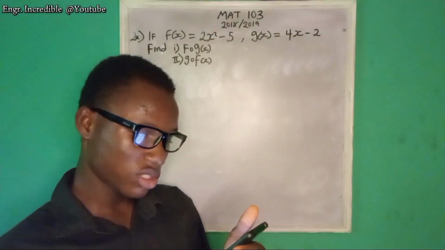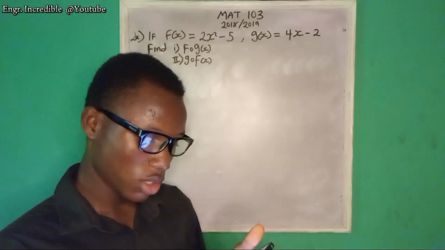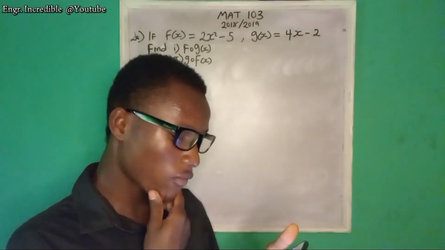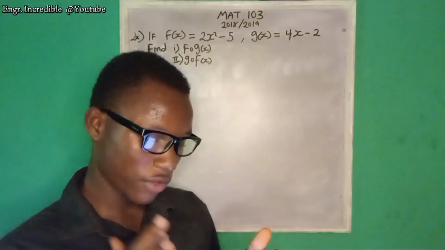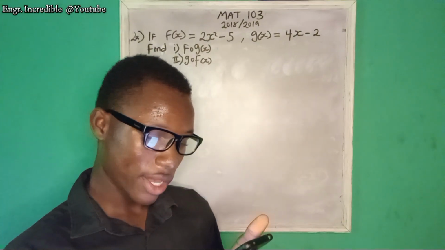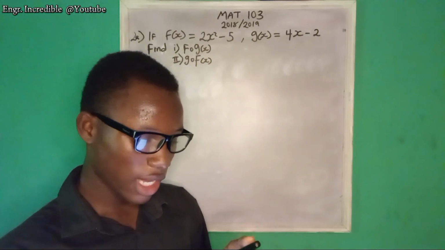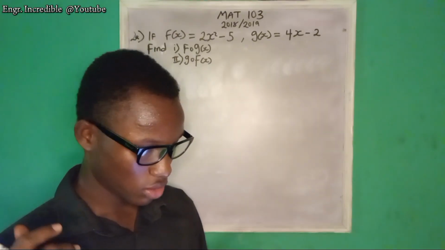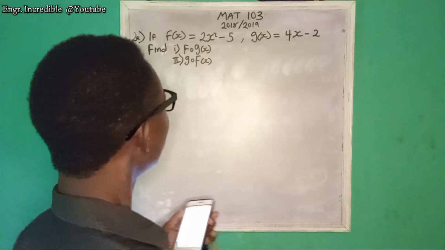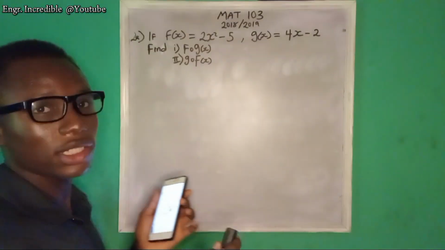So now in question 2a, it says if f of x is equal to 2x squared minus 5 and g of x is equal to 4x minus 2, find f o g of x and g o f of x. Now f o g of x, what is f o g of x?